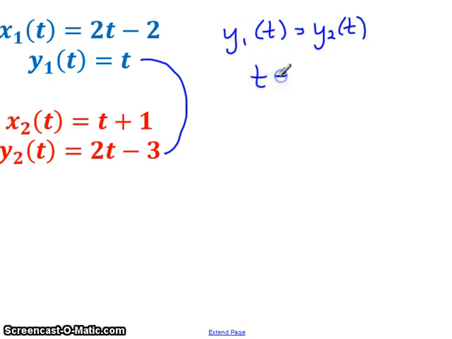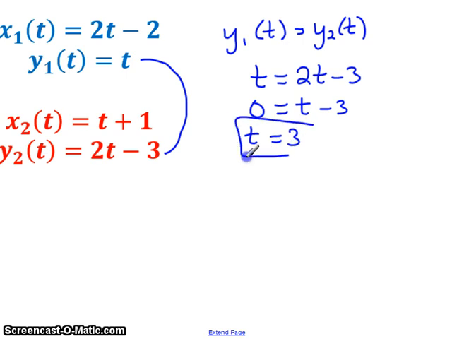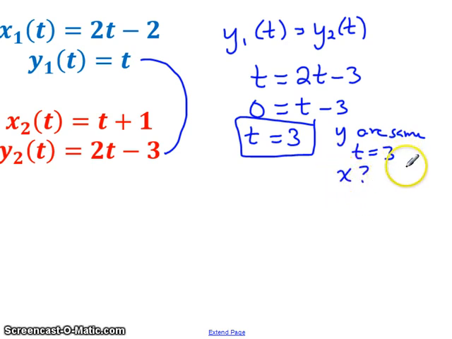So for y1 I just have t, and for y2 I have 2t minus 3, and I'm going to solve this for t. Let's subtract t from both sides, and then we'll add 3 to both sides, and that gives me t equals 3. So the y values are the same when t is equal to 3. The question is, what about the x values? If the x values are also the same, then we know that both of them are at the same x and y, and we have a collision.